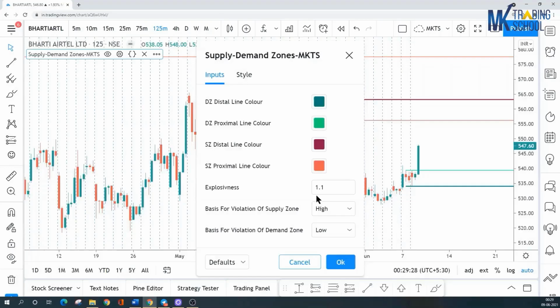And the violation, the basis for violation in the indicator by default is set to high and low. I like to keep the violation of distal and proximal lines of supply and demand on high and low basis. If you want, you can keep it on closing basis as well, but my recommendation is to keep it on high-low basis. So these are the settings for the indicator.